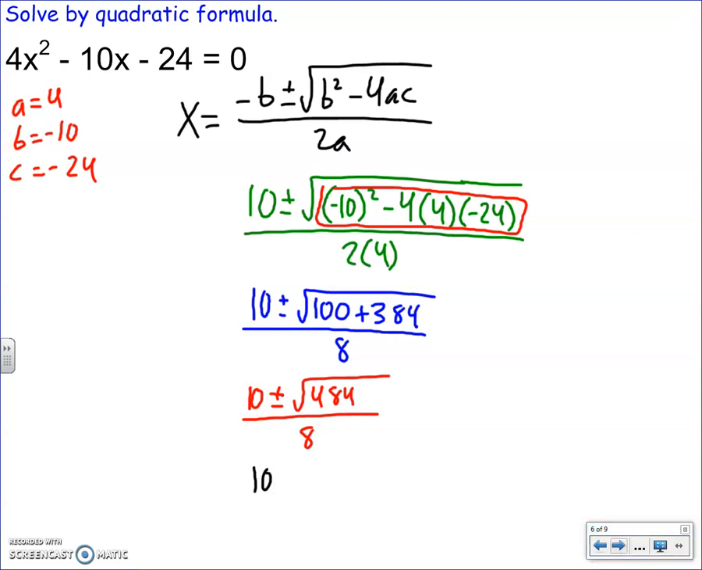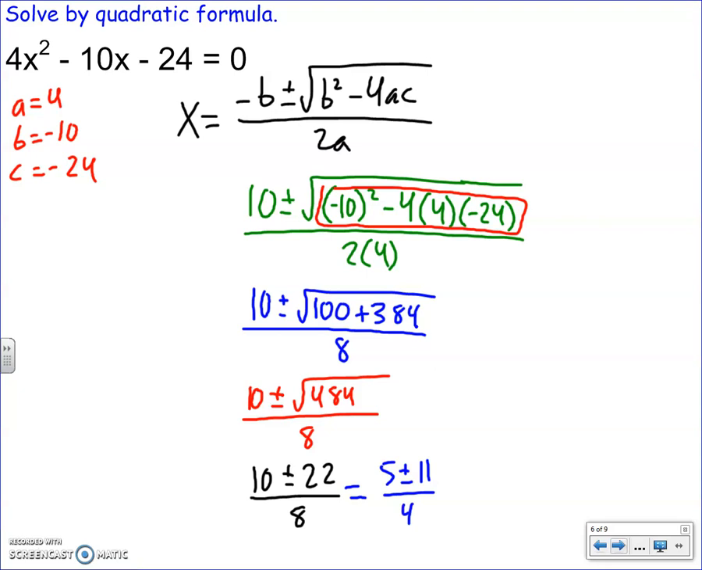So I get 10 plus or minus 22. The square root sign's gone. All over 8. Now you could just go ahead and split the problem right away, or you could reduce it. Reducing makes the numbers smaller. So I know 10, 22, and 8 are all even. I'm dividing all of them by 2, so I get 5 plus or minus 11 over 4.